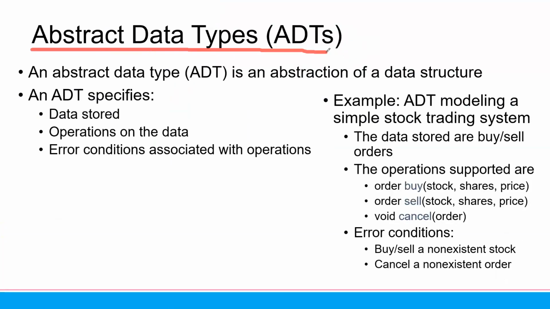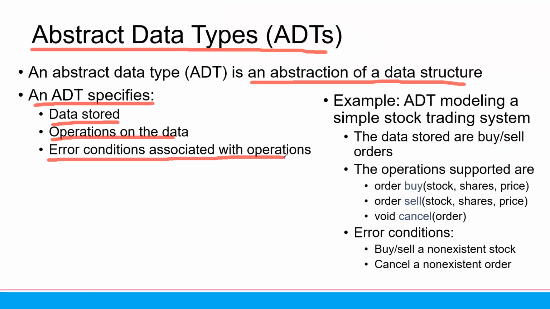The abstract data type is an abstraction of a data structure. It means in the ADT, it will specify the data stored and then the operations on the data and the error condition associated with operation. So the ADT is a kind of abstraction for a specific data structure.